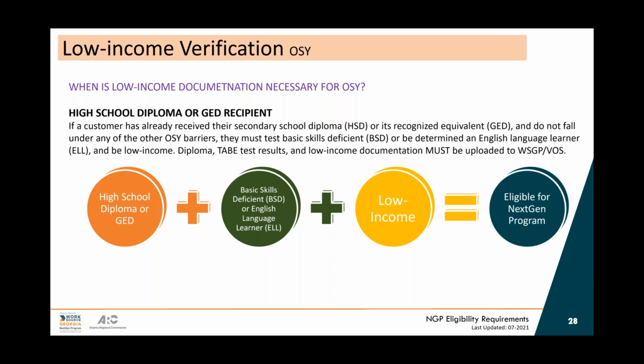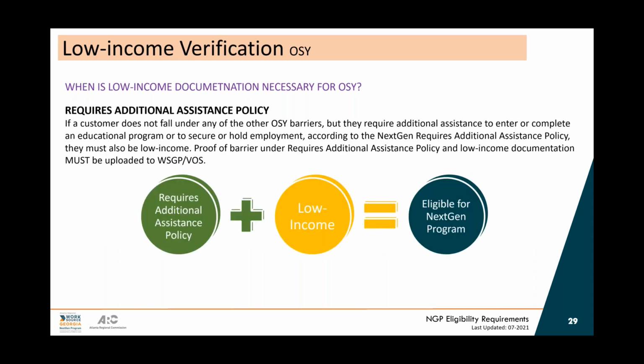If for whatever reason they're not able to qualify under basic skills deficient or English language learner, you have a secondary process that you can use under the RAA policy. So these are the two areas for out of school youth where you may have to provide income verification.